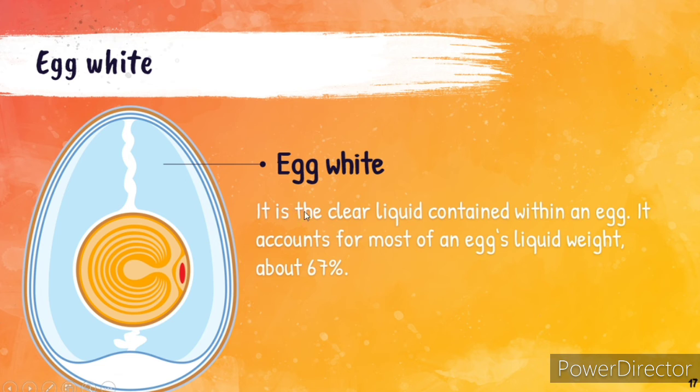Next is the egg white. It is the clear liquid contained within an egg. It accounts for most of an egg's liquid weight, about 67% of the egg.